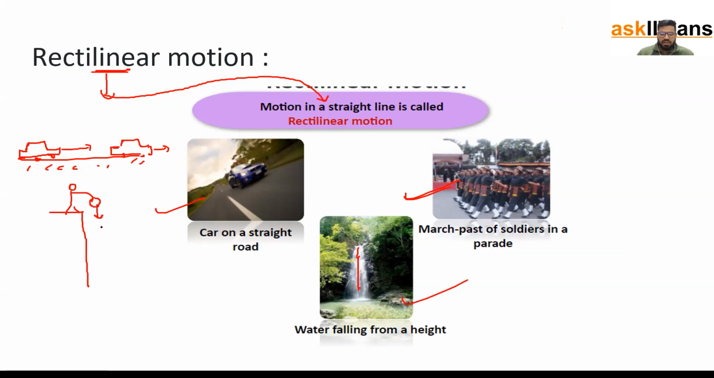You have just dropped a ball or a stone from this height. So what will be the motion of the stone? It will fall on a straight line like this and ultimately reach the ground. Yes or no? So this motion of the stone is also an example of rectilinear motion. Whenever motion is present in a straight line, it is considered under rectilinear motion. So I hope this is clear.